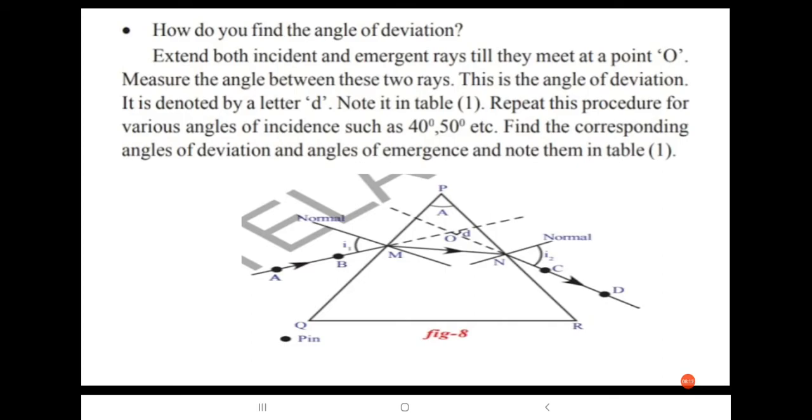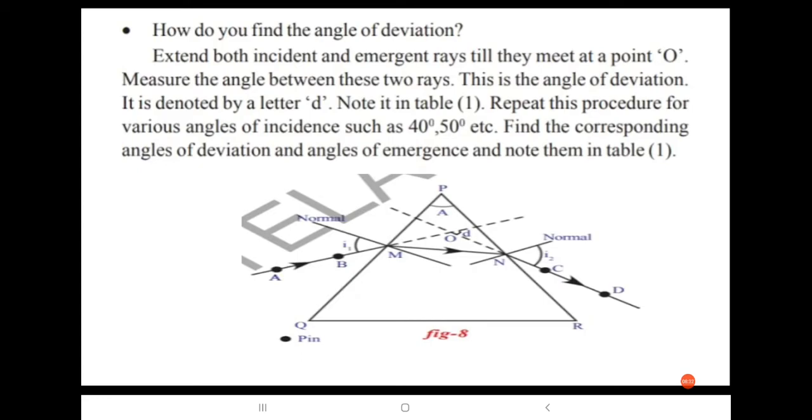So how to find this angle of deviation? When we extend this incident ray and emergent ray, we can find the angle of deviation. Extend both incident and emergent rays till they meet at point O. Then measure the angle between these two rays. This is the angle of deviation, denoted by letter D. We have to note it in table 1.